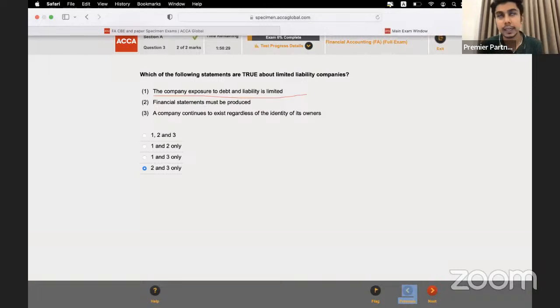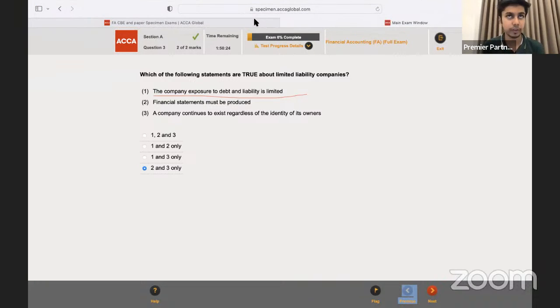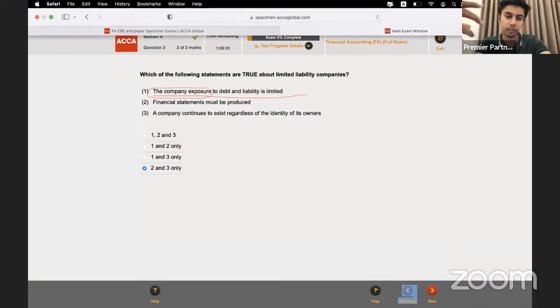So normally, guys, in a limited liability company, the shareholders' liability is limited. If I invest 1 million and if my company goes bankrupt, my liability is limited only up to the extent which I have invested. So over here, I think the reason why number 1 is wrong is because it is not the company exposure to debt and liability that is limited. The shareholders' exposure to debt and liability is limited up to his investment. Company can borrow any given amount, but a shareholder's risk is only limited up to his particular investment. Because of that only, 1 is incorrect. Quite tricky.